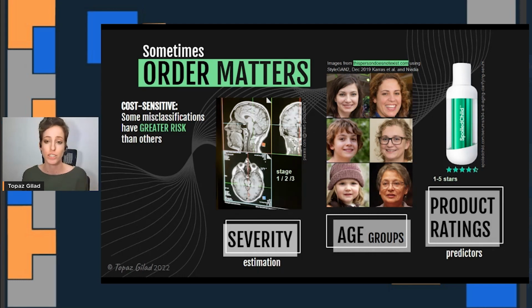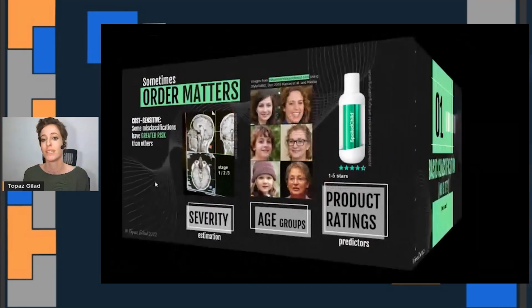So especially in such cases, some mistakes have dire consequences compared to others. So misclassifying severe medical stage with a good health stage obviously does not have the same consequences as misclassifying severe diagnosis with very severe stage. So we want our learning to be cost sensitive because some misclassifications have greater risks than others.